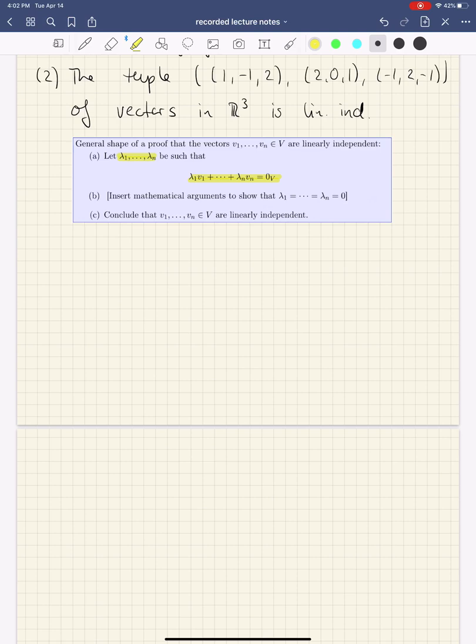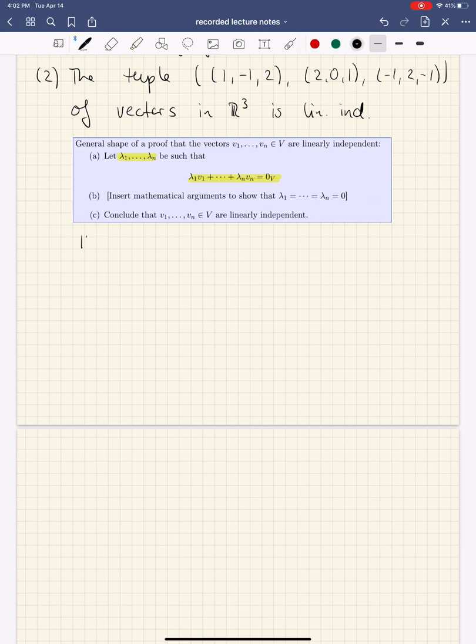Okay, and then the next step is you have to show that this implies that all these scalars have to be equal to 0. So you have to find some mathematical arguments to show that no matter what they are, if this linear combination is equal to 0, then there's no other way than them being equal to 0. And then you can conclude that v1 through vn is linearly independent, because you've shown there are no scalars witnessing they're linearly dependent.